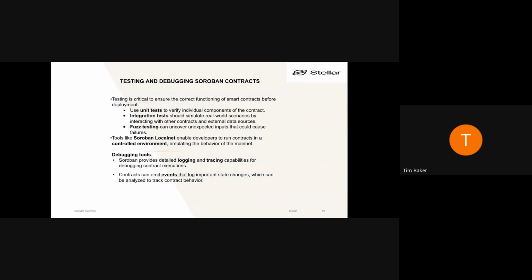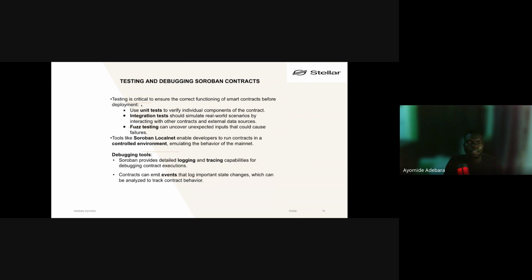Testing and debugging Soroban contracts. Why is it in fact necessary to test?